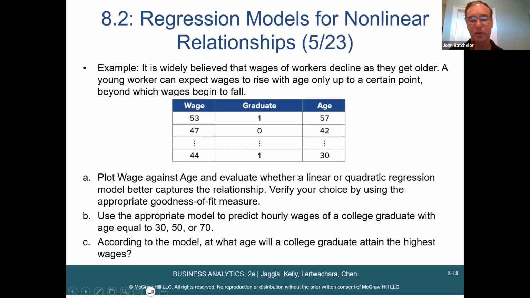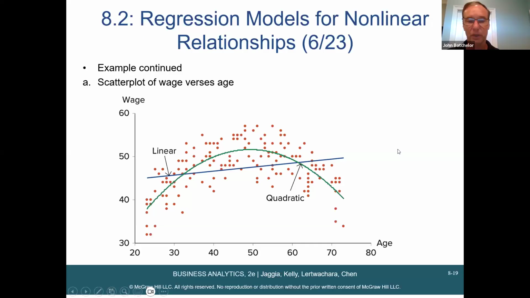So here, I'm not going to go through this so much. Here's just the data when you're doing a curvilinear relationship. You're trying to predict wage and you're using graduate and age to predict that. And then they're going to say, predicted at 30. And then this is the thing that's kind of new. According to the model, at what age will a college graduate attain the highest wages? And that's when you use that formula, when they ask you a maximum type thing like this one, or a minimum type thing. So we're going to walk through how to do that.